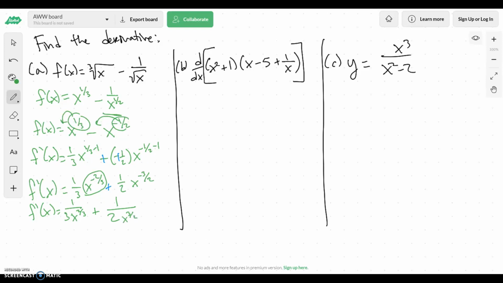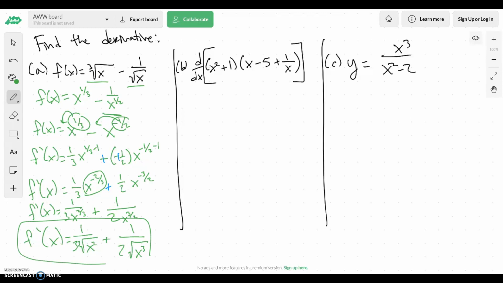And all we got to do now is just simplify this, or reduce this back to radicals, since we have radicals before. So we're going to have 1 over 3 cubed root of x squared plus 1 over 2 square root of x cubed. Okay, we can reduce this a little bit more if you want to. This will just be x, square root of x, but we can leave it as this for now. Okay, so that would be the first one.